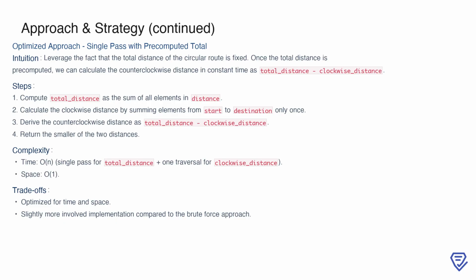This approach has a time complexity of O(n), as we only make a single pass to compute the total distance and another traversal for the clockwise distance. The space complexity remains O(1), as no additional data structures are required. While slightly more involved than the brute force method, this approach is much more efficient and avoids redundant calculations.